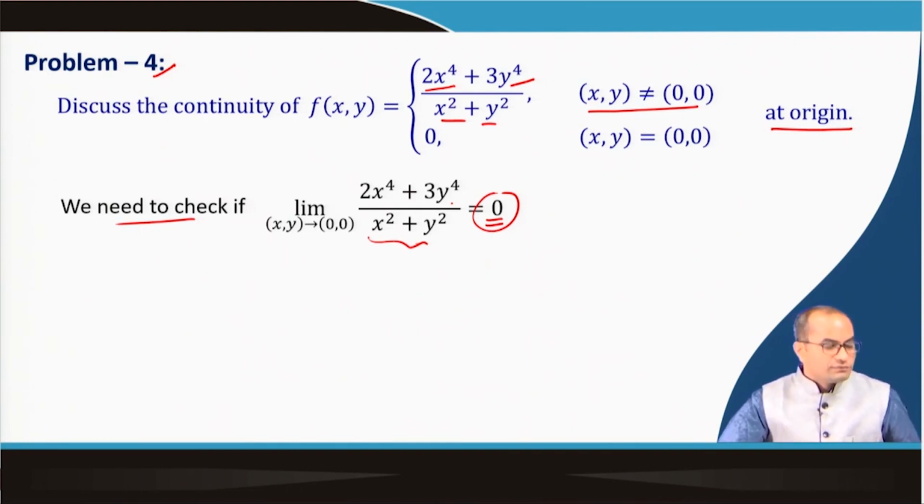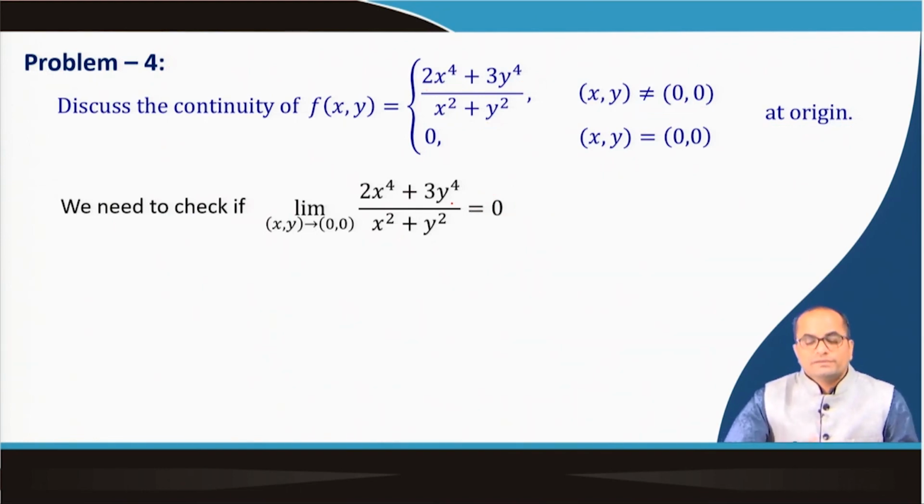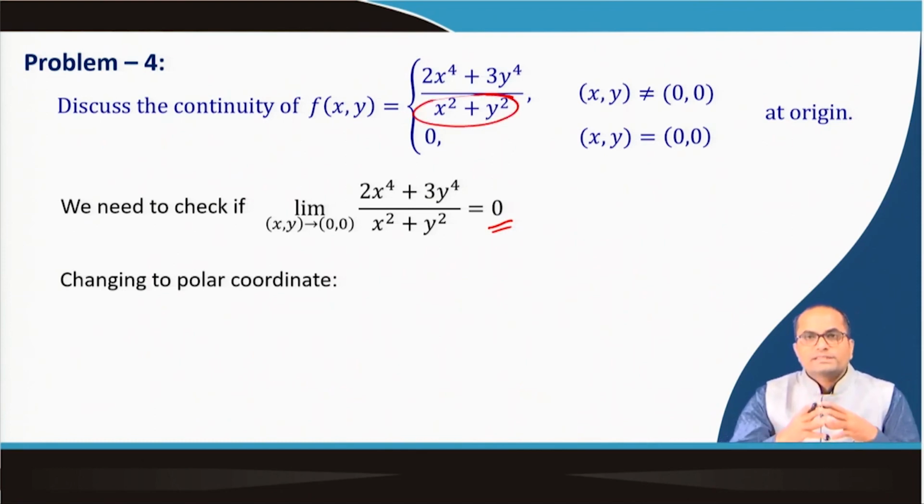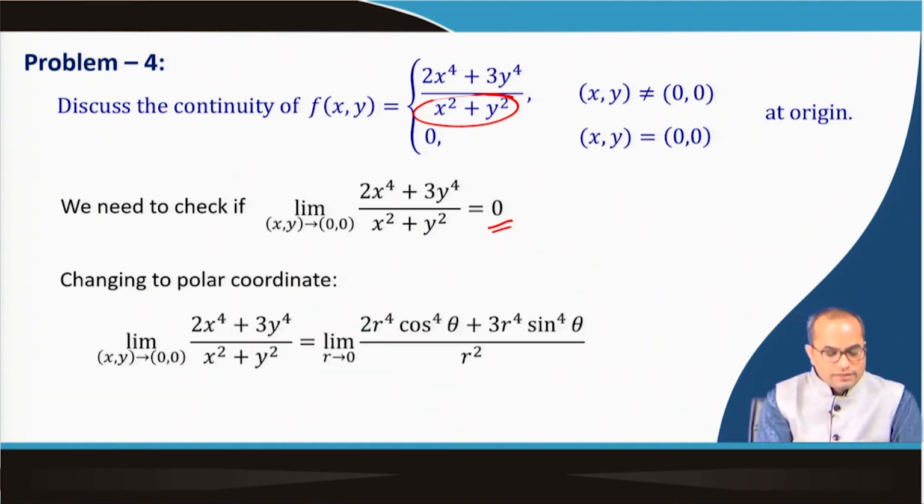So, we have to check what the limit is, whether it exists or not. If it exists, whether it is equal to 0 or to some other value. As we see clearly here, we have the x square plus y square term in the expression. So, changing to polar coordinates will be helpful. If we change to polar coordinates, what will happen?